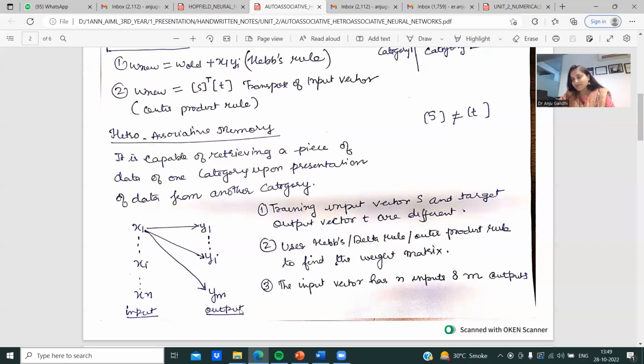What other features do we have in the heteroassociative network? Let's discuss that. The training input S and target output vector T are different. It uses the Hebb rule, delta rule, or outer product rule to find the weight matrix. These rules we have already discussed; this is the Hebb rule and this is the outer product rule, and we have to follow them here. Now, the input vector has n inputs and m outputs. So this is the definition of hetero memory.